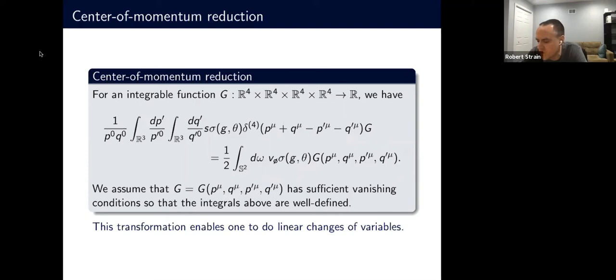And to do this, you only have to assume that g has sufficient vanishing conditions so that the integrals above are well defined. This transformation enables us to do linear changes of variables if you include all the integrals in the expression. The point is that the second expression is like the relativistic Boltzmann collision operator, and the first expression has more variables in it that you can integrate over.